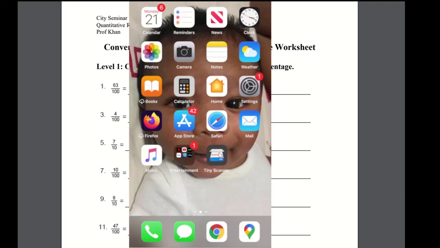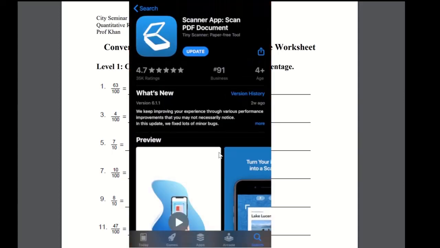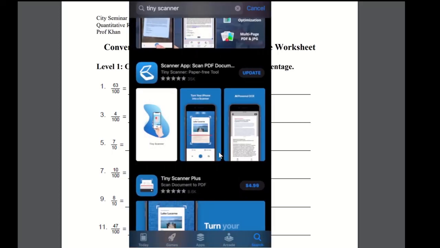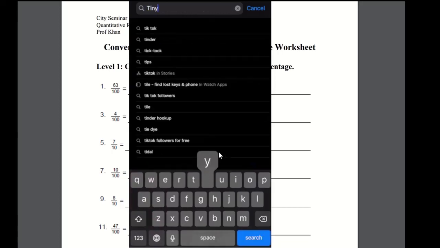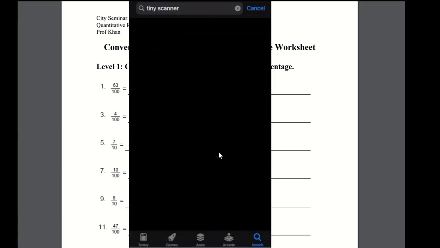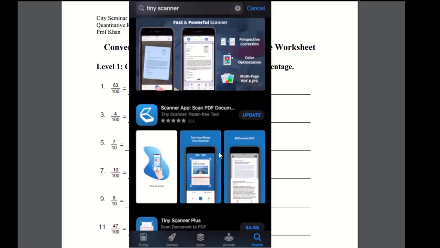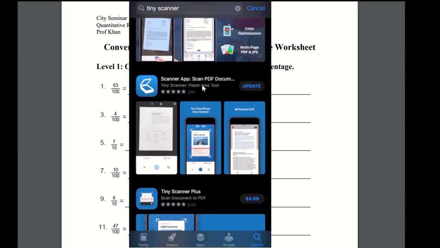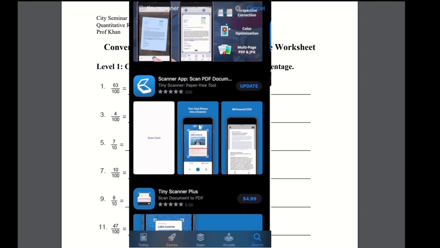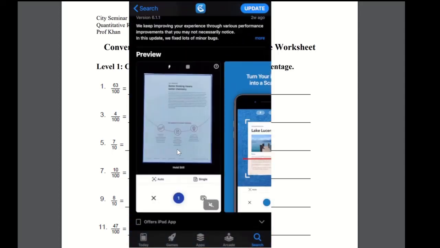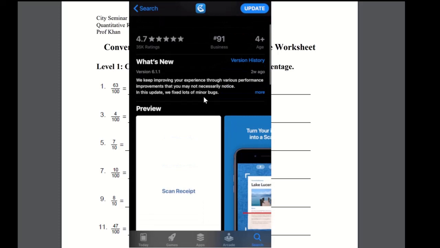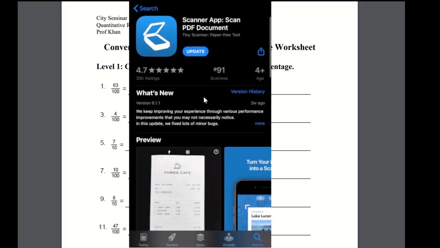He's 4 months now. But yeah, what you want to do is go to the App Store. If you have an Android, I think it's the Play Store, same thing. Download this Tiny Scanner. Go to your search and type Tiny Scanner. It might be called something similar, like Scanner app. Tiny Scanner, paper-free tool. Download this. I have to update it, but I'm just going to leave it for now. But this can be very helpful in the quiz. Click on it. I think there's a video. Yeah, there's a video. Watch it. It's very helpful, but I'm going to try to cover what we need for this class.